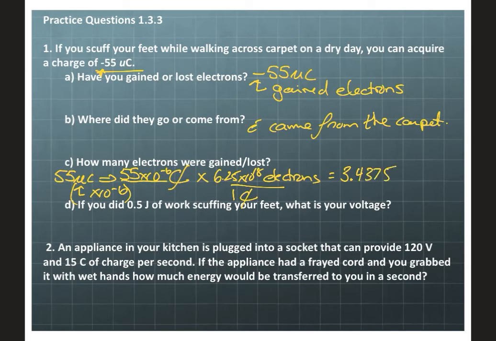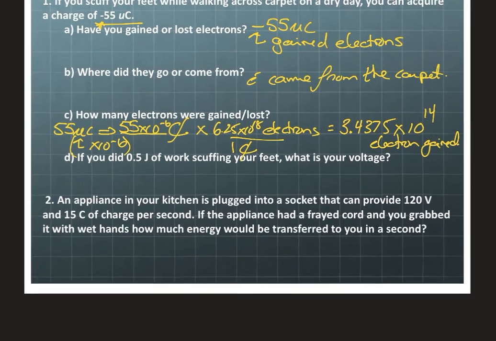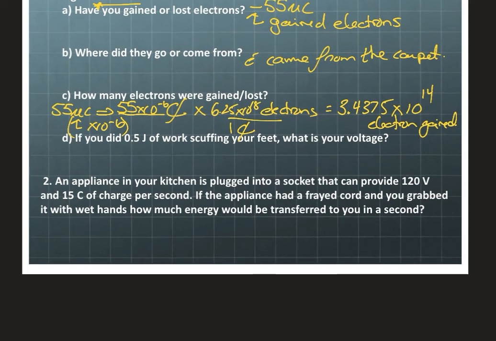And so you're going to get roughly 3.4 times 10 to the 14 electrons that were gained. Okay, so again, you're going to feel that as a bit of a spark. Okay, now the last question here kind of puts it all together. If I did apparently 0.5 units of work or 0.5 joules of work by scuffing your feet, what's the voltage? So how much push is there behind these charges?